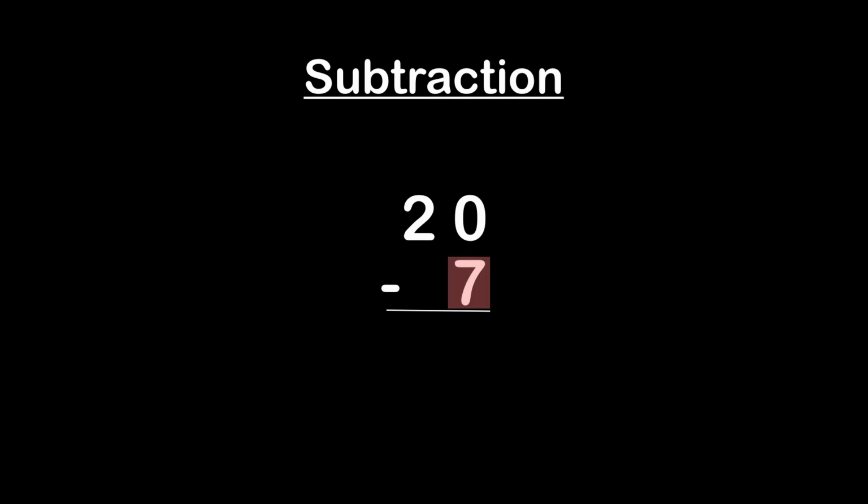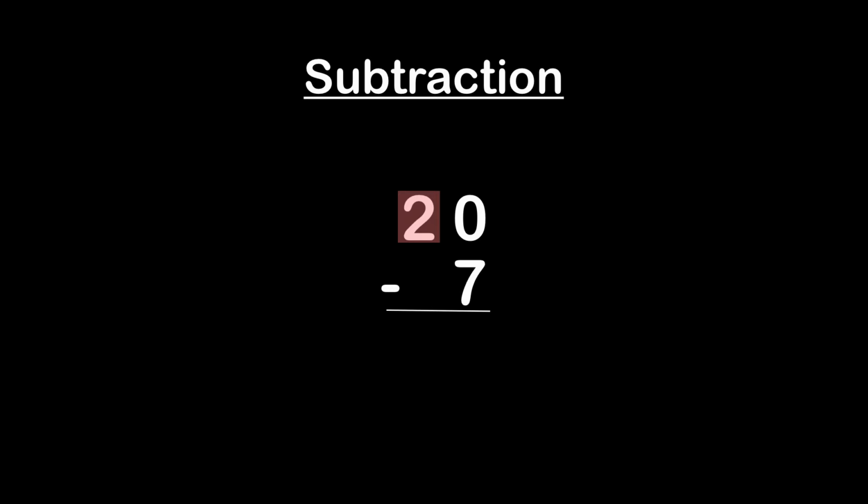You have to do what's called borrowing. Borrowing is when you simply borrow from the next column to the left, which in this case is the 2, and combine it with the number on the right, which in this case is 0. So let's see how we can solve this.